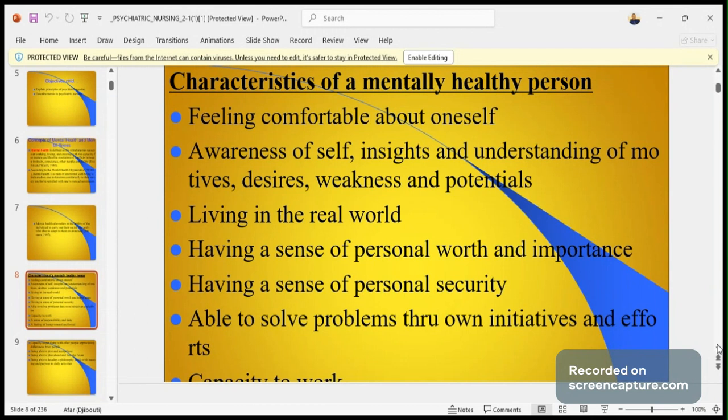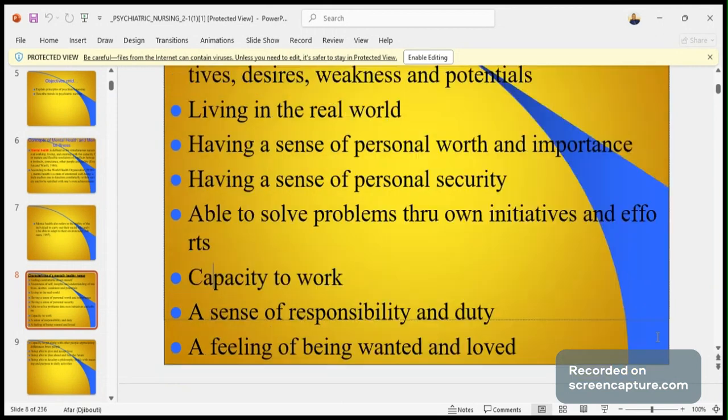So if you cannot solve your problem alone, but you run away from it, your girlfriend goes home because the real world is not enabling her to do some proper things that she would admire to do. That's not solving a problem. You should be directly approaching the problem, mentally able, and with your own initiatives and effort, solve it. Away from that, capacity to work, you should be good, a sense of responsibility and duty, a feeling of being wanted and loved as well.